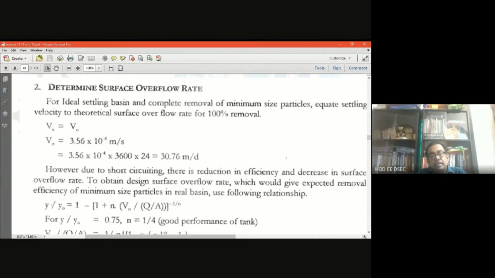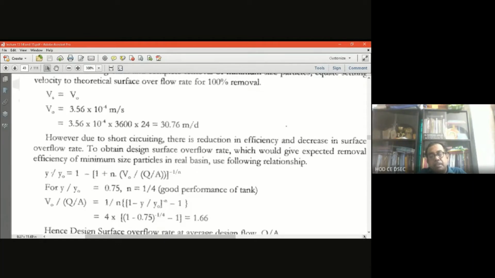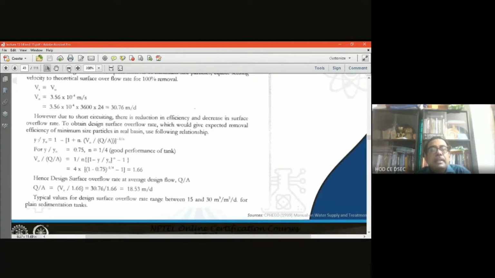However, due to short circuiting, there is reduction in efficiency and decrease in surface overflow rate. Yes, short circuiting is a phenomenon where there is a reduction in efficiency and decrease in the surface overflow rate. So, to find out the design surface overflow rate, we have to apply the formula y by y0, that is the efficiency, equal to 1 minus (1 plus n into V0 by Q by A) whole to the power minus 1 by n. Every value is given in the question.